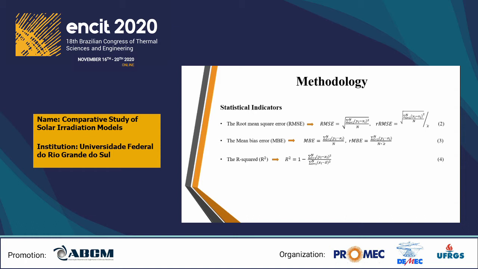The root mean square error allows us to determine the short-term performance of the correlation. The mean bias error provides information on the performance of the models over a long-term period. The R-squared coefficient represents the fraction of the variability that is accounted for by the model when it is compared to a dataset.